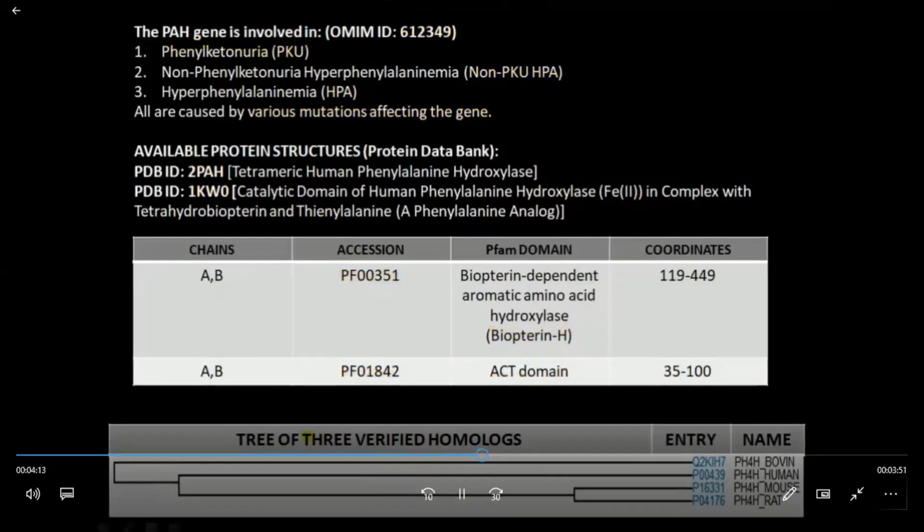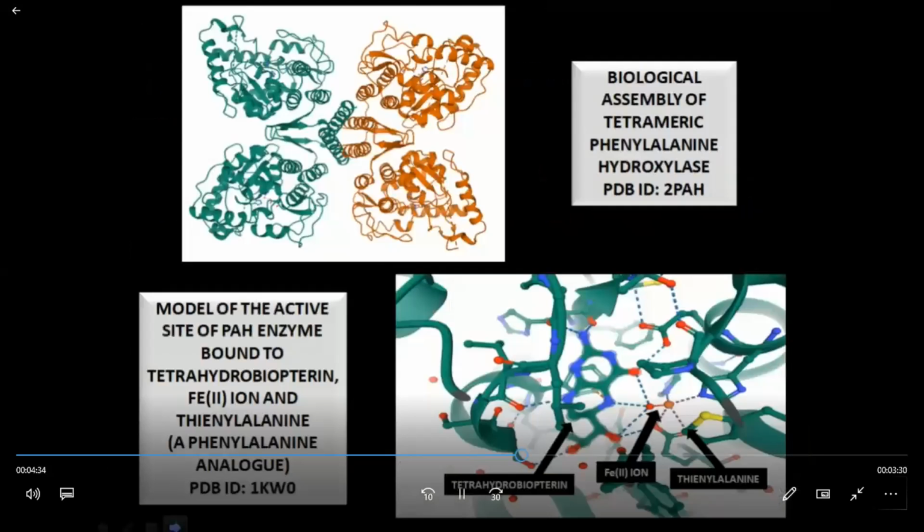When I ran a BLAST against the sequence of the PA gene in UniProt, there were 3 verified homologs which showed up. All of these were PA genes in different other animals like bovine or cattle, mouse, and rat. Here is a tree of the 3 verified homologs, and these are their entry numbers. The phenylalanine hydroxylase enzyme exists as a tetramer in its normal biological assembly. This is a structure which has been provided from the PDB.